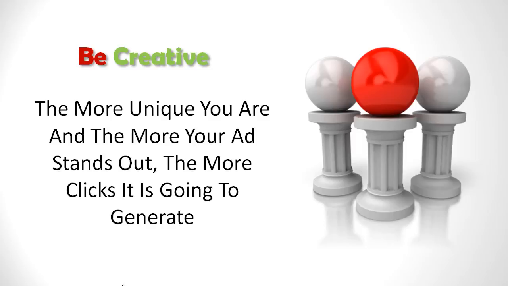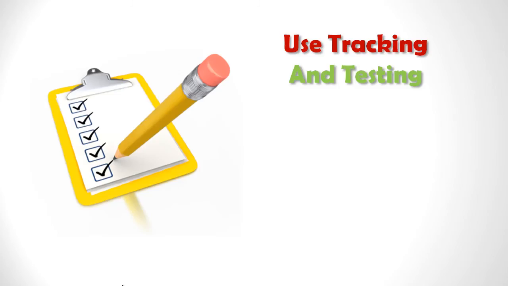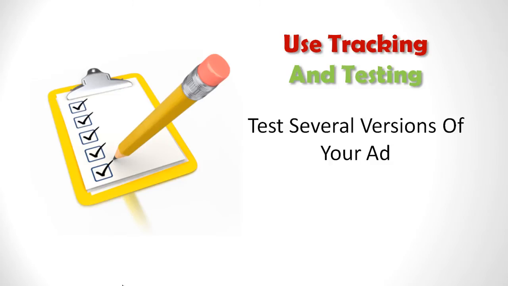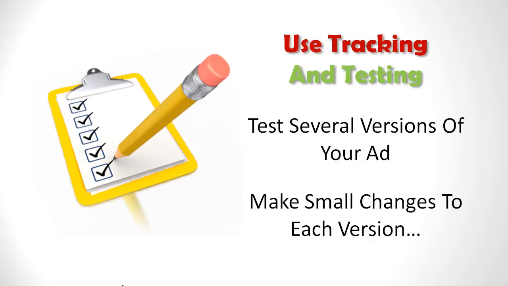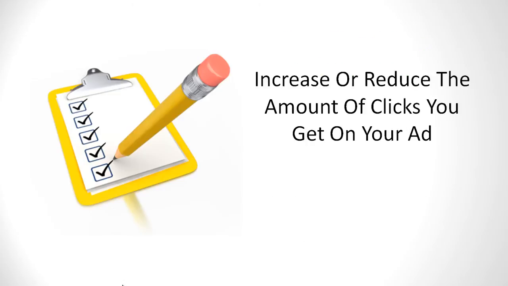After you've created your ad, you need to use tracking and testing. Test several different versions of your ad where you make small changes to each version. You may find that changing just one or two words dramatically increases or reduces the amount of clicks you get on your ad. Also, constantly keep improving your ads. They can always be better.